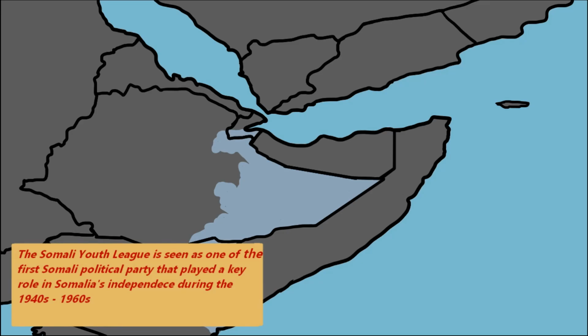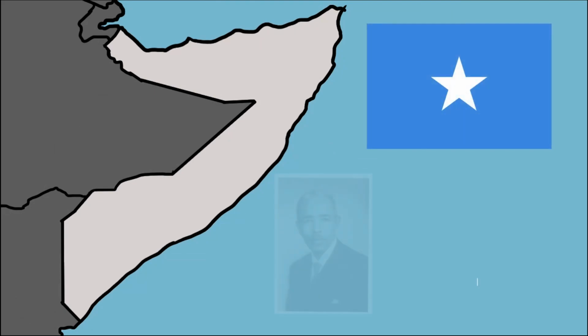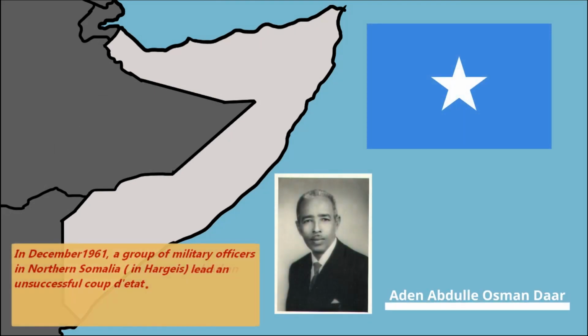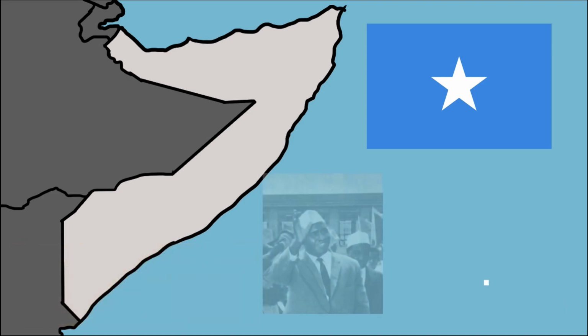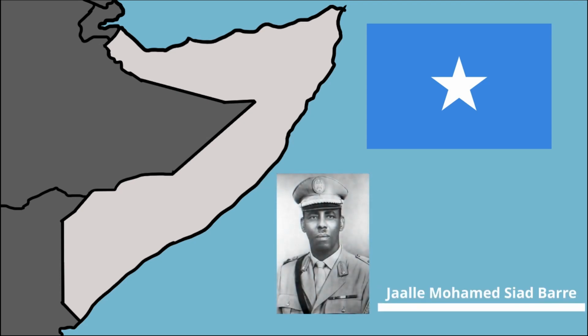Somalia, with or without these states, would gain independence in 1960, and President Aden Abdullah Osman Daar would be elected as the first president of the Somali Republic. He was followed by President Abdirashid Ali Shermarke, who became president in 1967. But in 1969, President Shermarke would be assassinated by one of his bodyguards, and a military coup would be kicked off, led by Major General Mohamed Siad Barre.